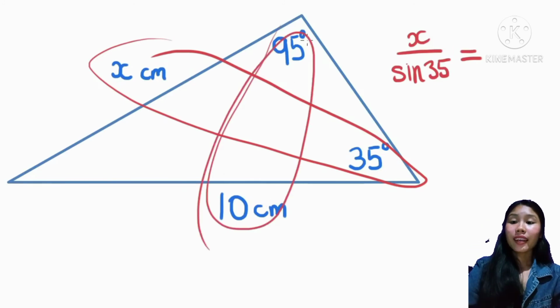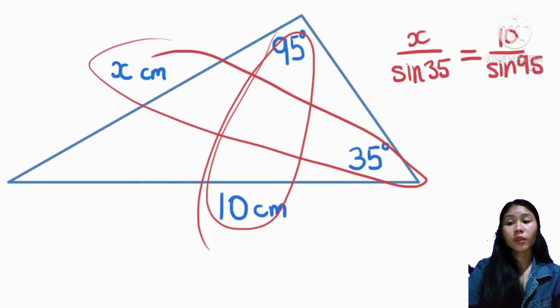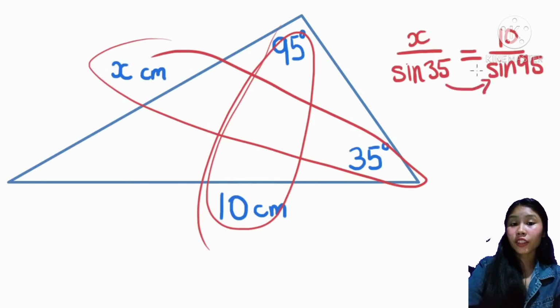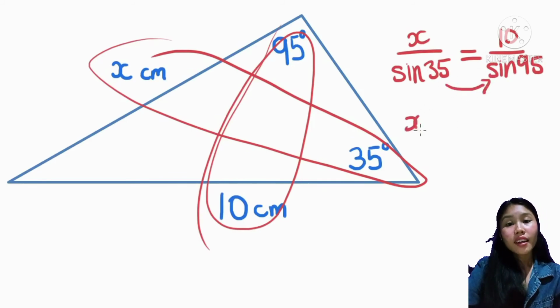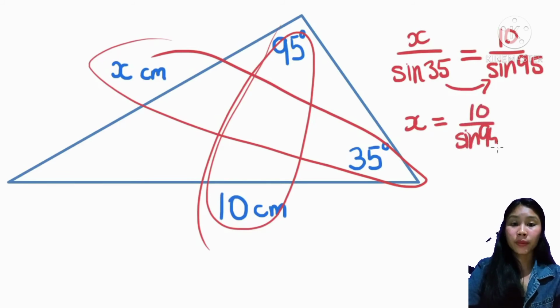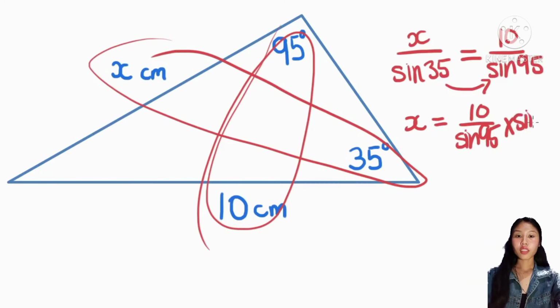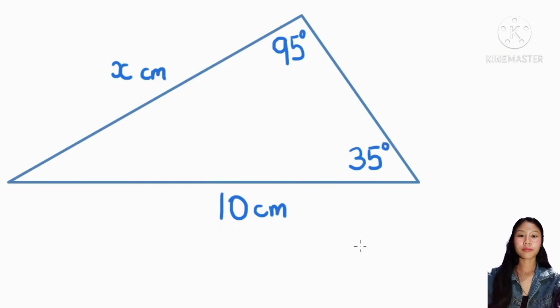In order to find the unknown number x, we need to multiply both sides by sine 35. So x is equal to 10 over sine 95 times sine 35. Then the result would be x equals 5.76 centimeters. It is shown in the solution where the result is 5.76 centimeters. Therefore, the unknown is solved.